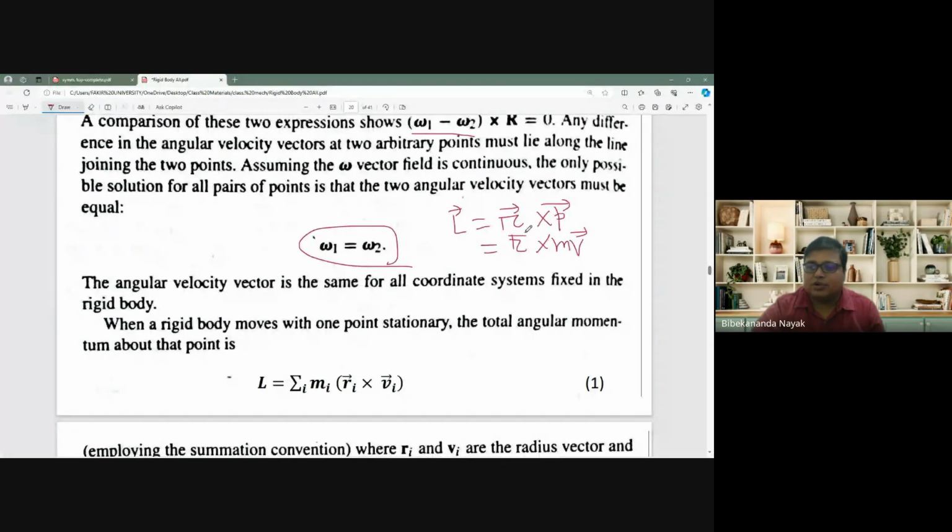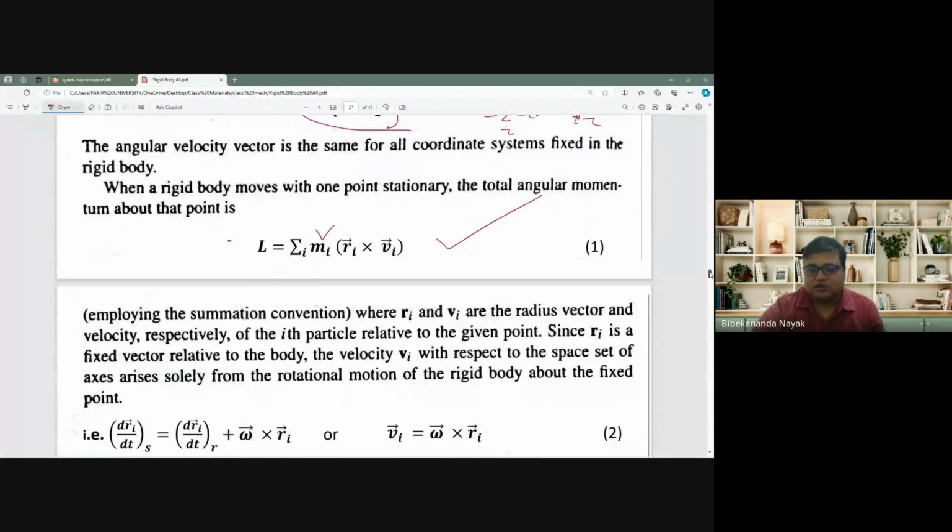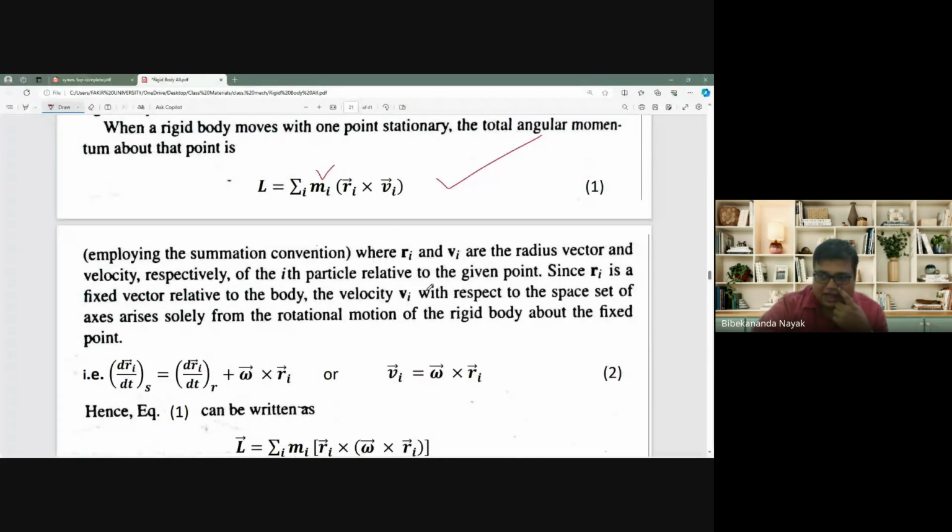If it contains a large number of particles, we write the sum over i of ri cross mi vi. mi is a scalar, so I can take it outside: sum over i of mi, ri cross vi. This is the angular momentum expression. ri and vi are the radius vector and the velocity with respect to the ith particle, that is the given point. Since ri is a fixed vector in a rigid body, because the distance between two points is fixed, ri is the position vector with respect to this one point, so it will be fixed.